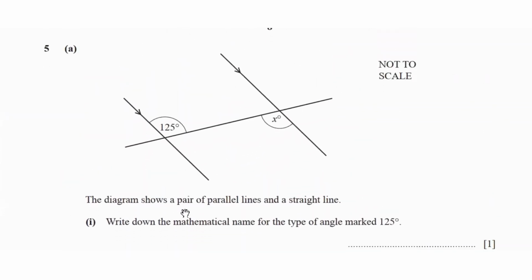Question 5 says the diagram shows a pair of parallel lines in a straight line. Write in the mathematical name for this type of angle marked 125. So 125 is an obtuse angle. Why? Because obtuse angles are greater than 90 degrees and acute angles are less than 90 degrees. And reflex angles are greater than 180.